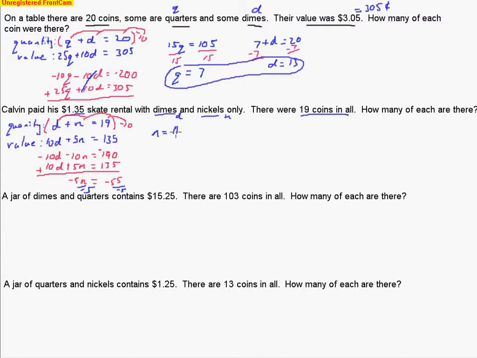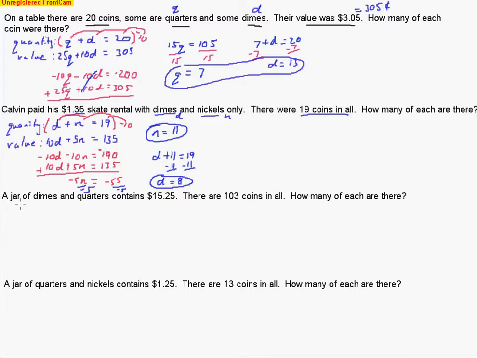You take that 11, put it back in for n, solve for d. So we've got d plus 11 equals 19. I need to subtract this 11 from both sides, and I end up with d equals 8. So 8 dimes, 11 nickels is the answer.